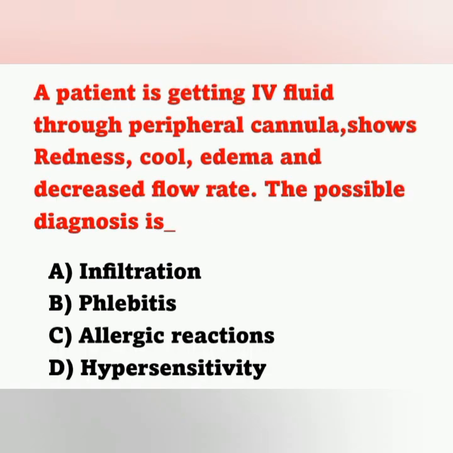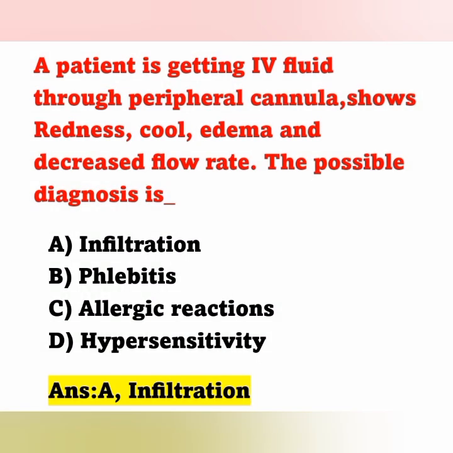And the next question, a patient is getting IV fluids through a peripheral cannula and shows redness, coolness, edema and decreased flow rate. The possible diagnosis is option A infiltration, option B phlebitis, option C allergic reaction, option D hypersensitivity. Here the cannulated area becomes red, cool, with edema and decreased flow rate. What is the possible diagnosis? The correct answer is option A, infiltration.